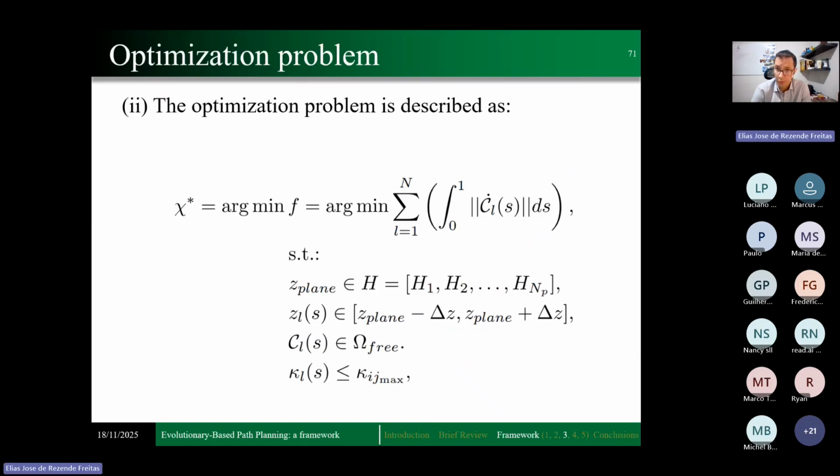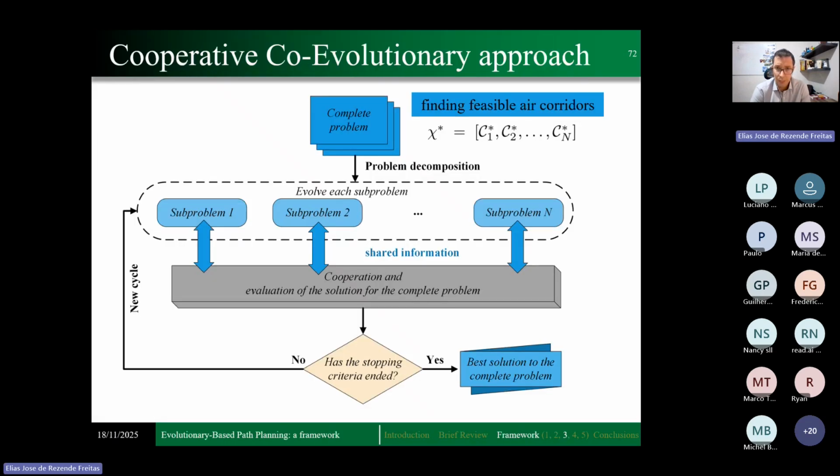Our optimization problem is defined as the minimization of the sum of all path lengths while satisfying several constraints: remaining within a designated safe zone, avoiding collision with obstacles and with other paths, and respecting a maximum allowed curvature for the air corridor. The optimal solution in this case corresponds to the set of paths connecting each pair of vertiports. This is a hard problem, so we propose a cooperative coevolutionary approach.